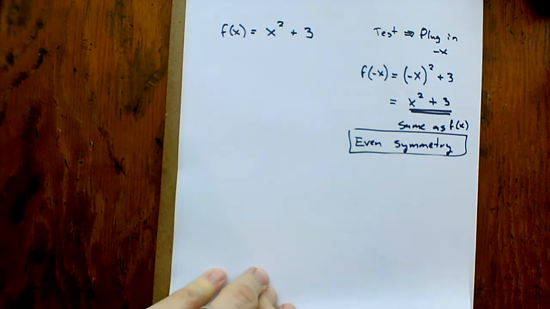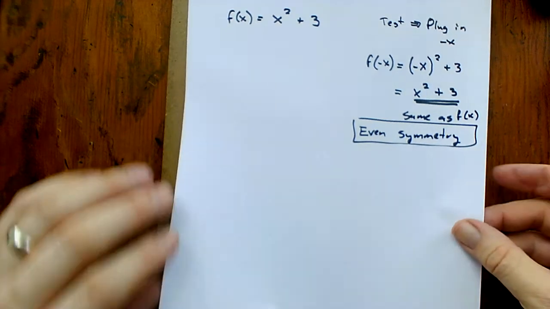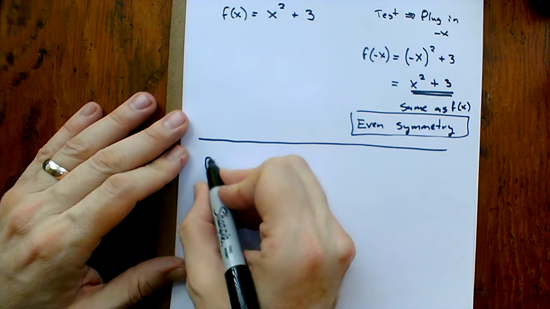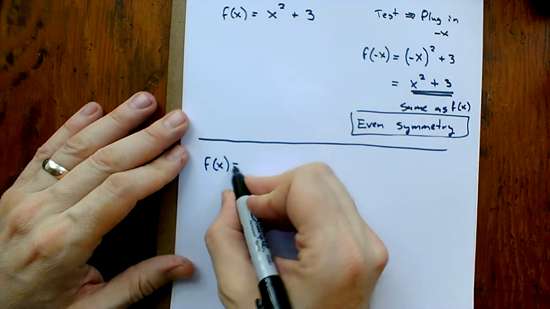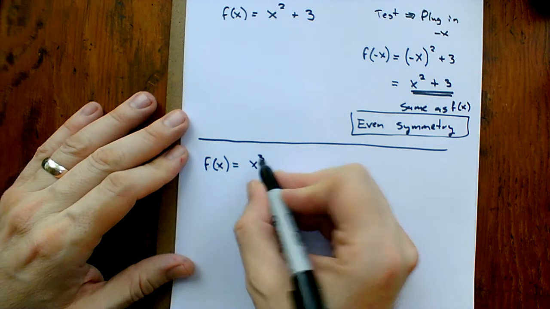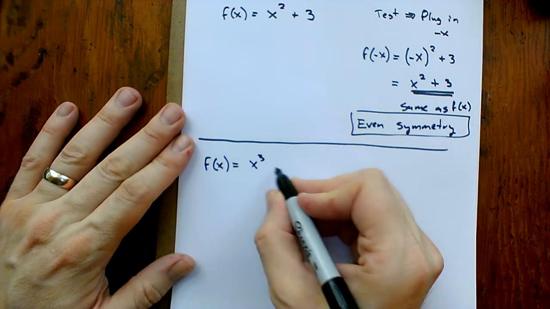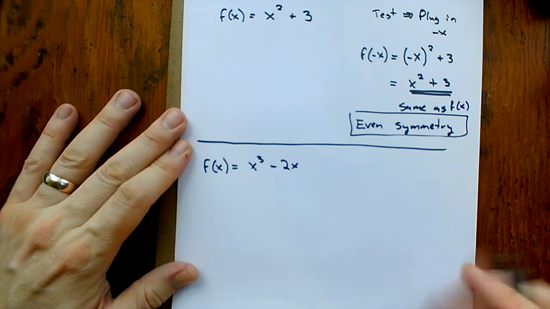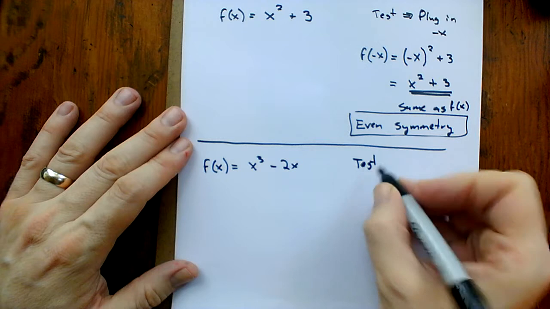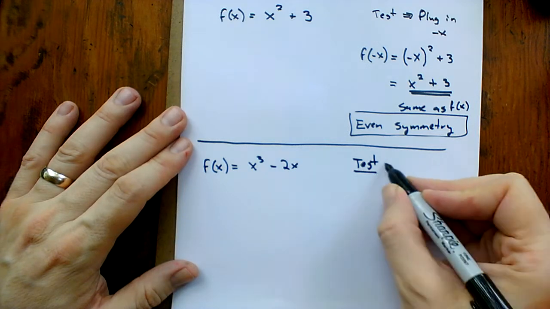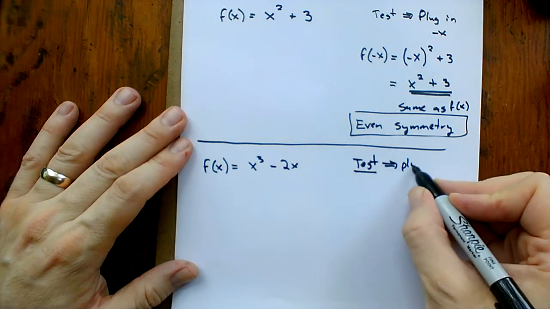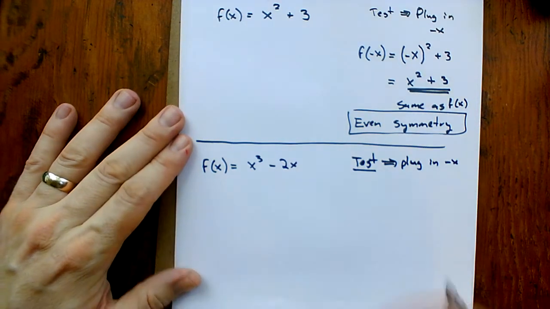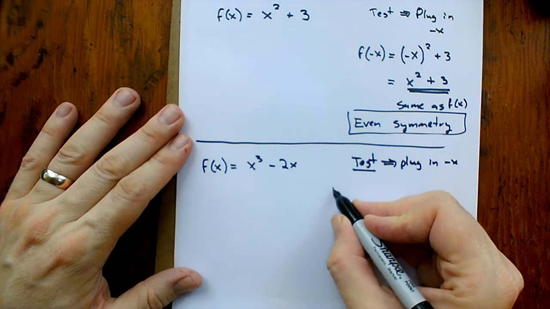I could also try this out with another function. Let's just say we've got x cubed, I'm going to go a little bit different this time, x cubed minus 2x. Once again, we're going to test this, and when we test this, we're going to plug in our negative x for our original x. So here, we're going to see what happens.